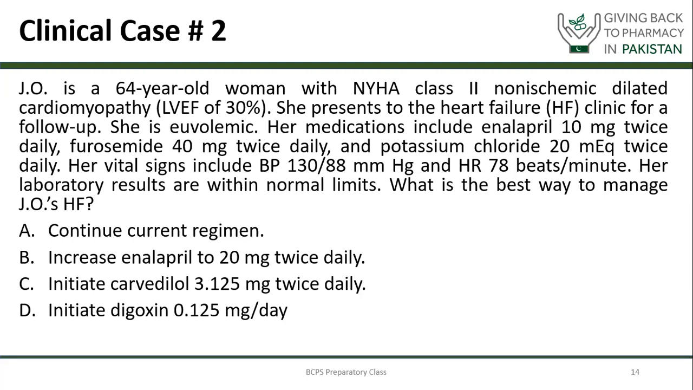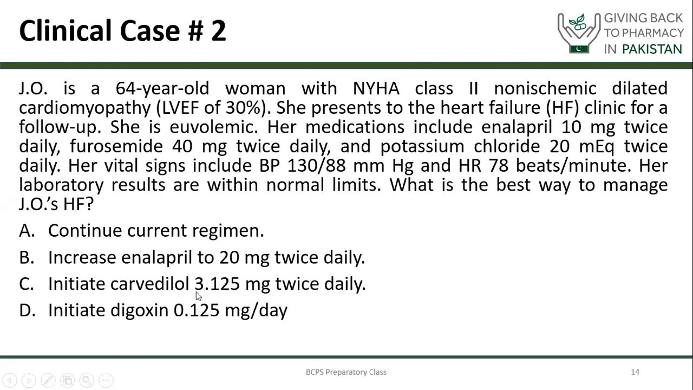As we have discussed, all heart failure patients should have two things: one, ACE inhibitors or ARBs, and the other, beta blockers. This patient does not have the beta blocker. So we can go through the choices. Continue current regimen, increase enalapril to 20 milligram twice daily, initiate carvedilol 3.125 milligram twice daily, initiate digoxin. Digoxin is for the symptoms. The patient is euvolemic, the patient is fine. But to reduce the morbidity and mortality, we have to add the carvedilol. So C will be the answer for this one.